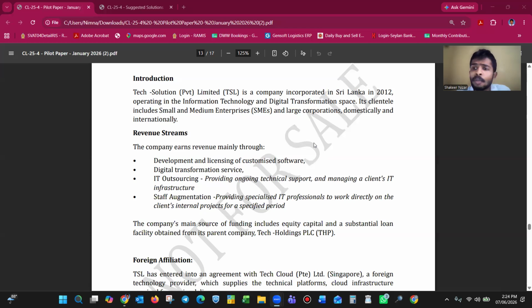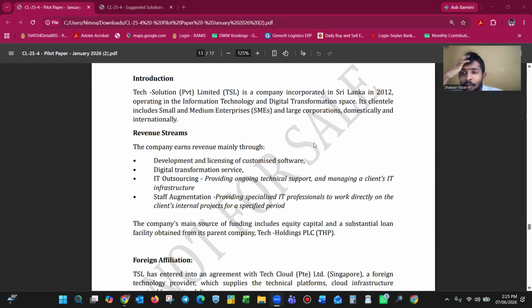So staff augmentation, in the sense of providing specialized IT professionals to work directly on the client's projects for a stipulated time period. Okay. The company's main source of funding includes equity, because this is their capital structure.